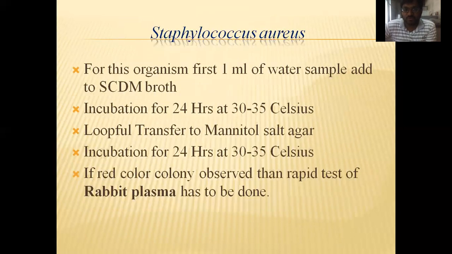Second is Staphylococcus aureus. Same procedure. For this organism, you add 1 ml water sample to the SCDM broth and incubate for 24 hours at 30 to 35 degrees Celsius. On the second day, you take a loopful from the SCDM and transfer it onto the mannitol salt agar. Mannitol salt agar is a specified medium for Staphylococcus aureus. Then you incubate for 24 hours again at 30 to 35 degrees Celsius. On the third day, if a red colored colony is observed, that confirms Staphylococcus aureus growth.